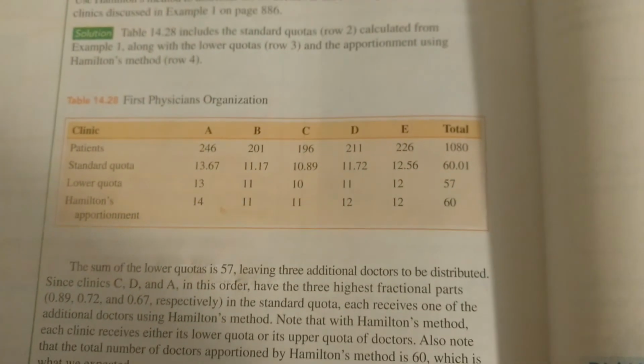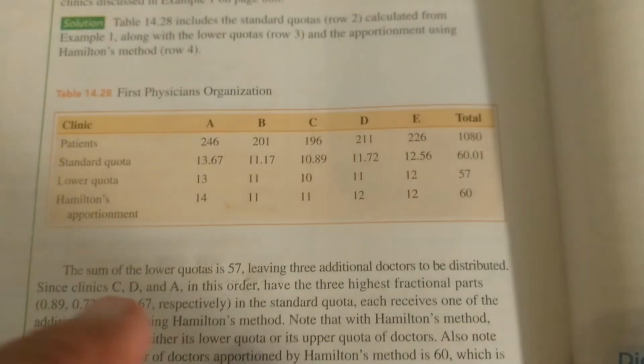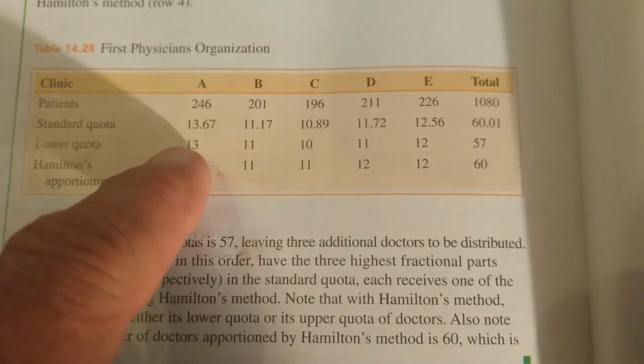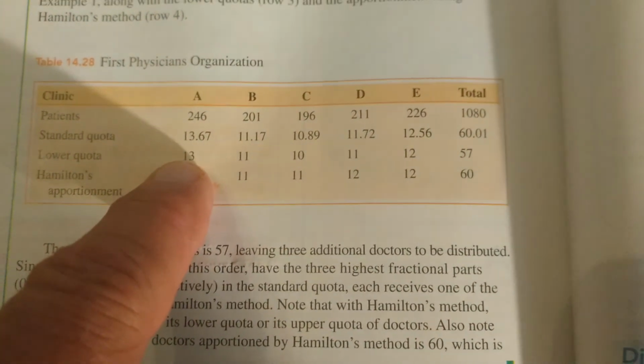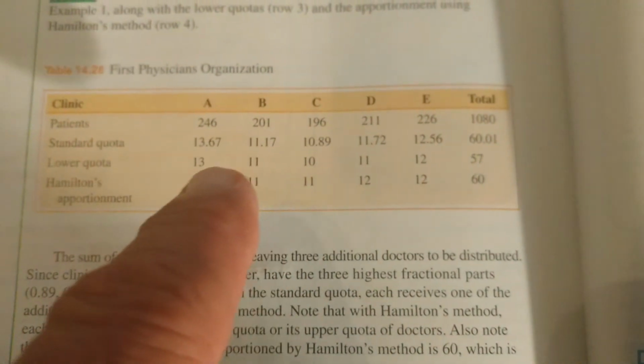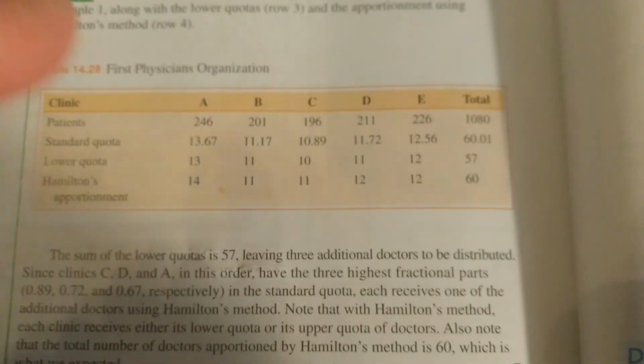You always do the lower quota after you calculate your standard quotas. You do a lower quota. And then anything left over, you apportion according to decimal places from your standard quota, from highest to lowest.